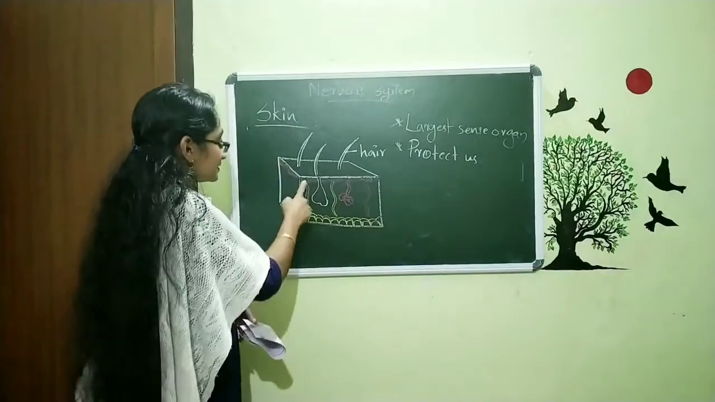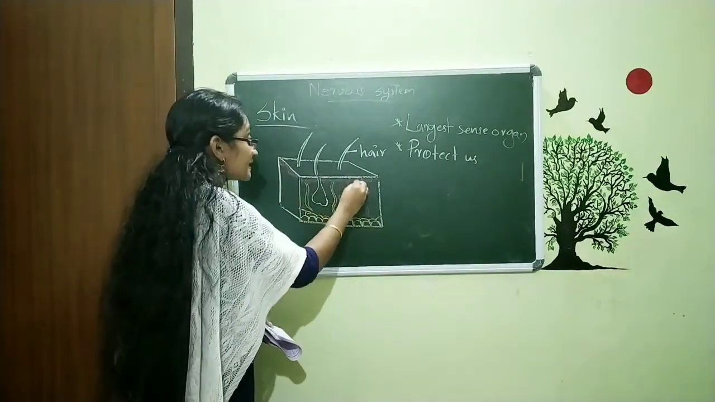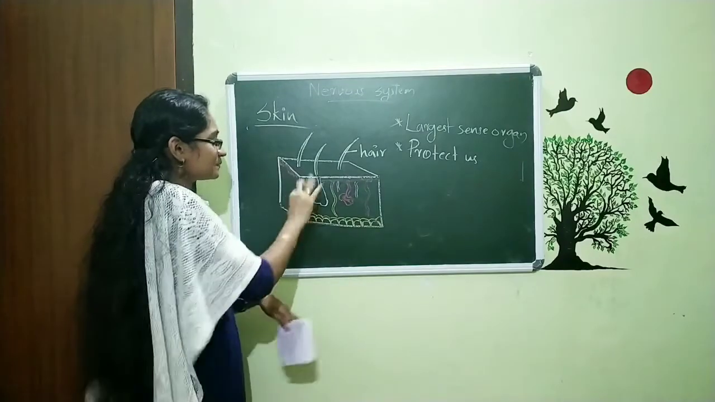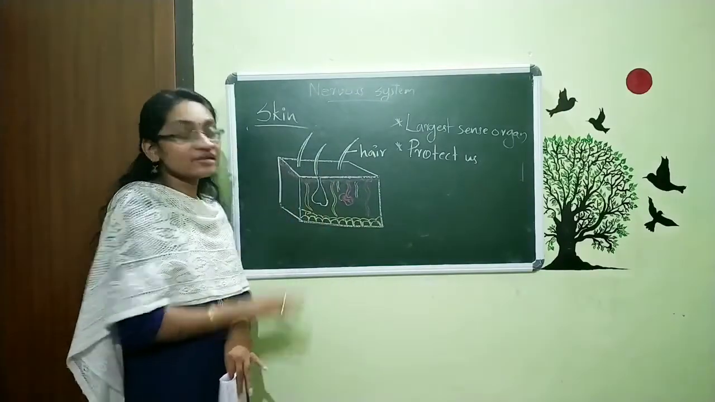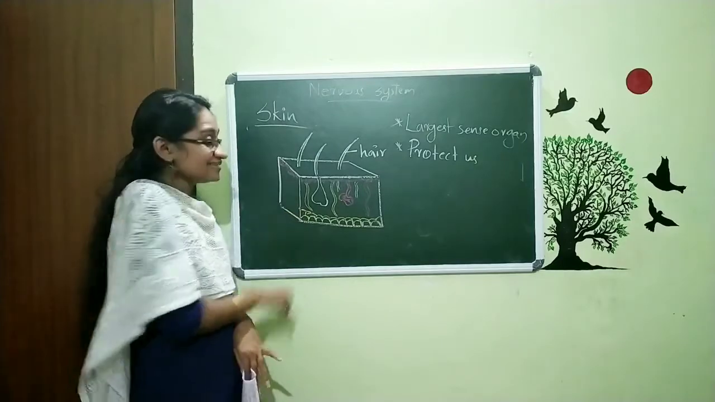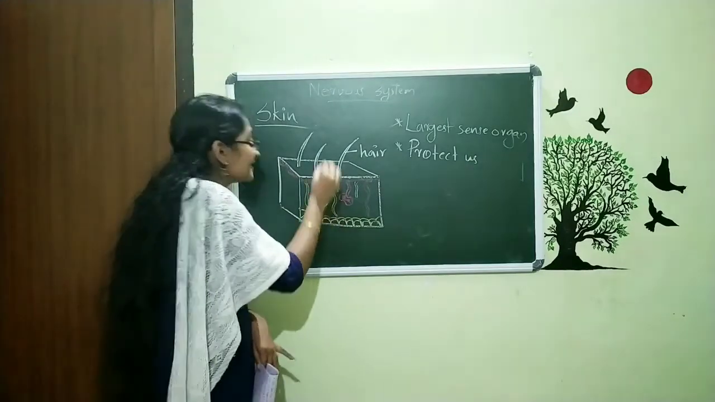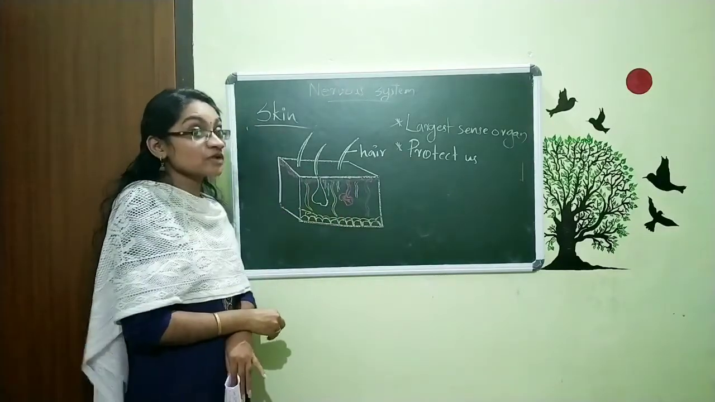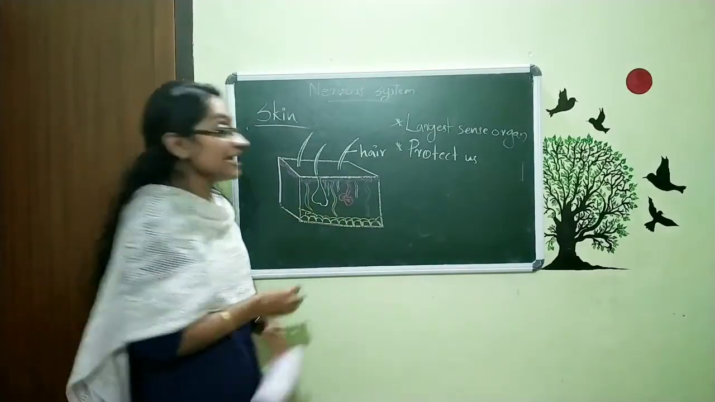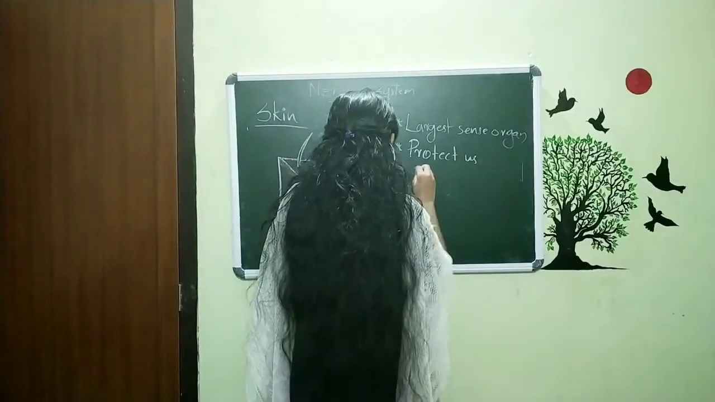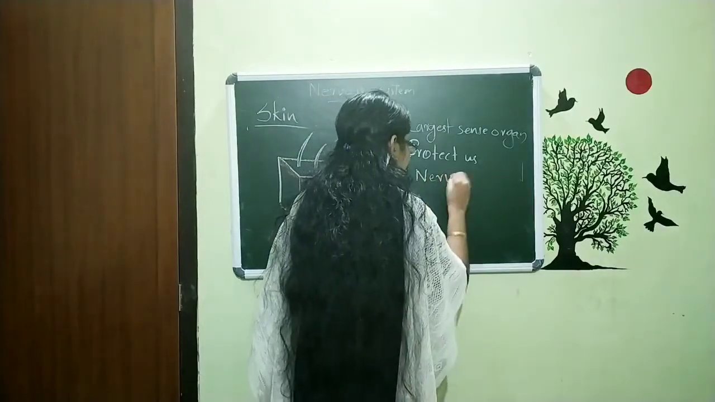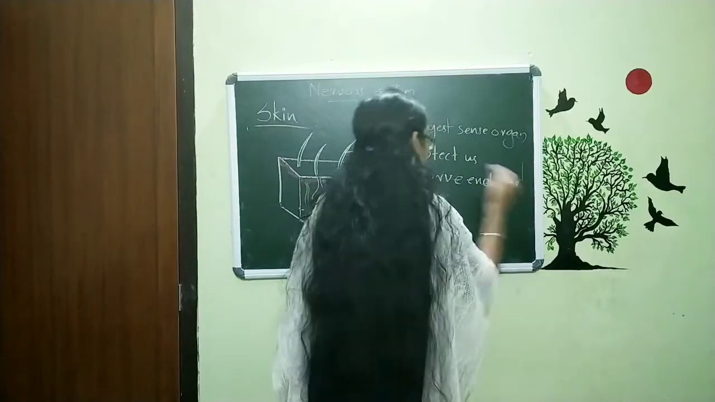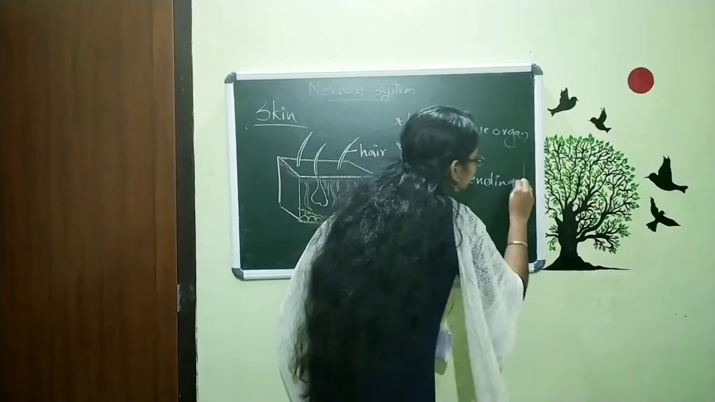You can see here there are a number of nerves present in our skin layer. This is nothing but the skin layer we have just drawn here. Inside the skin there are a number of nerves, and we call these nerves nerve endings. You already heard this term nerve endings.